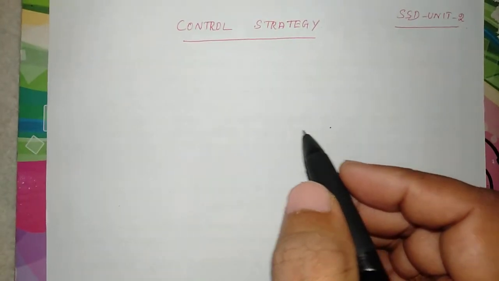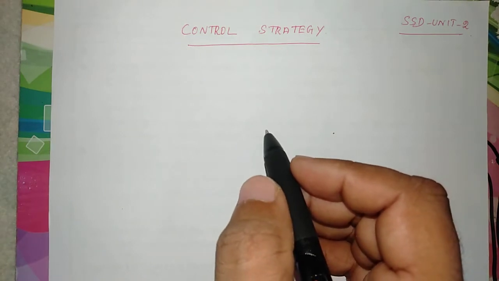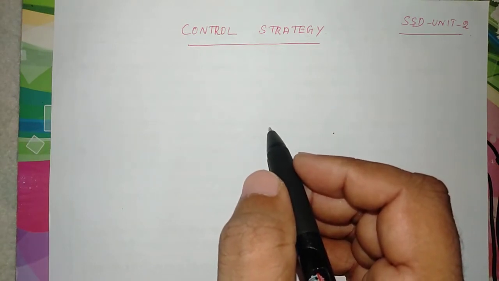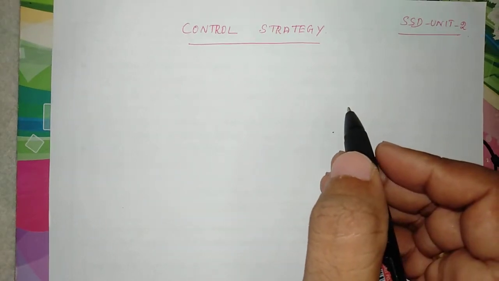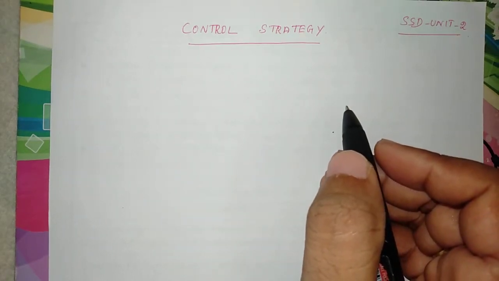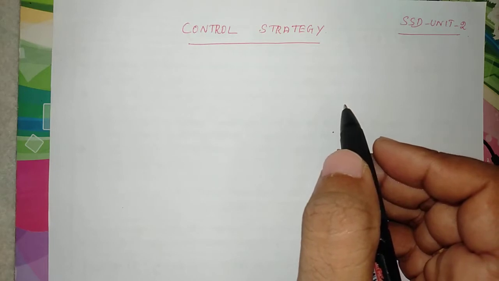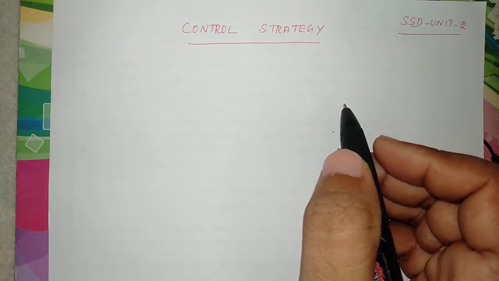Now, unit number 2, solid state drives, concept name: control strategy of DC chopper. Already we have studied in power electronics the control strategy of a DC drive, how we can make and control a DC drive. Anyway, we are going to go through the points once again.